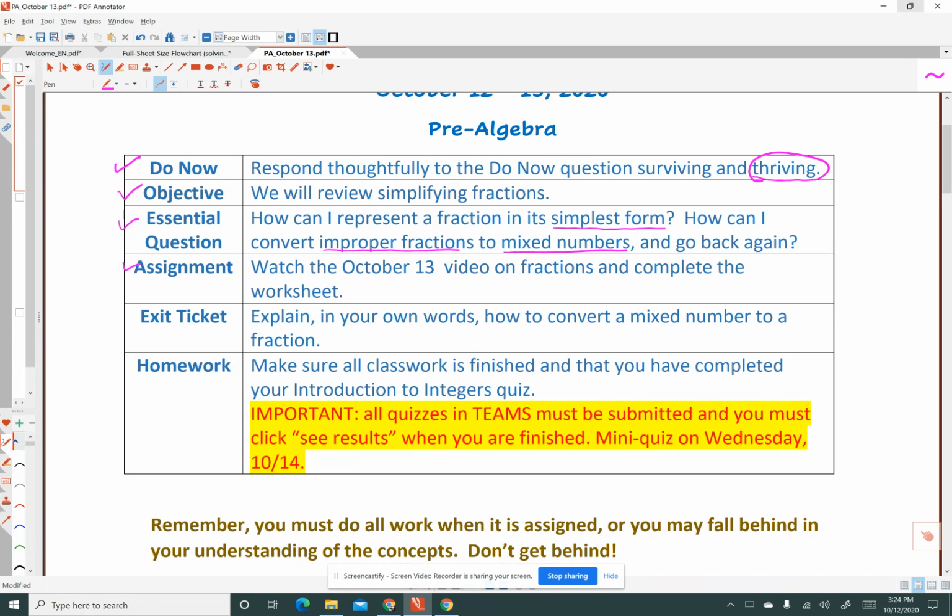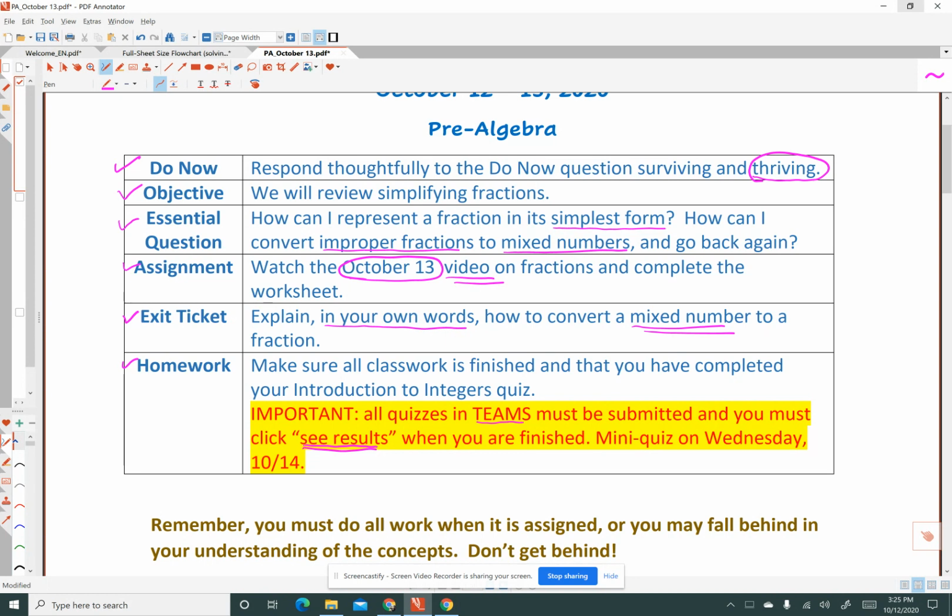Our assignment for today is to watch this video, which you've obviously already started doing. It's about fractions, and we'll have a worksheet to complete. In our exit ticket, I'd like you to try to write in your own words how to convert a mixed number to a fraction, and it will be an improper fraction. For homework, I just want to make sure that you finish all of your classwork. The quiz from last week, make sure that's turned in. And remember, we're using Teams, and in Teams, when you submit, you have to click a button that says See Results. And that way your quiz gets graded and you get credit for all your hard work.